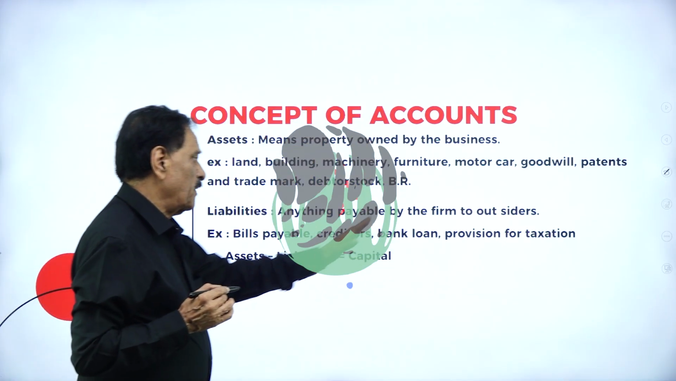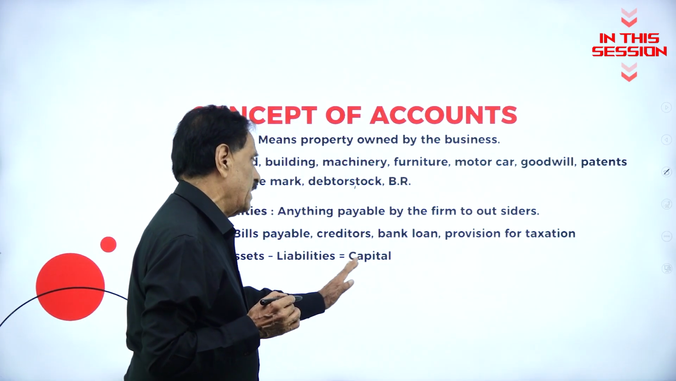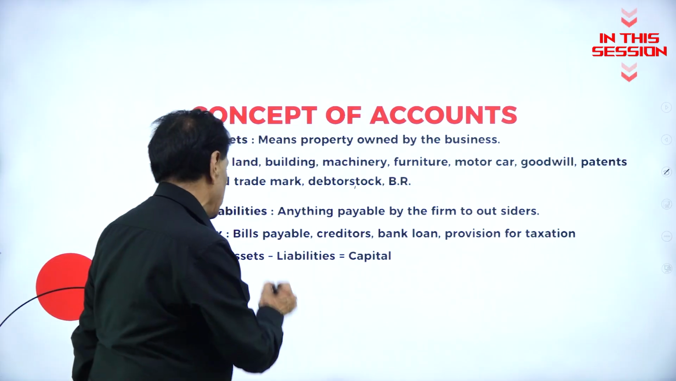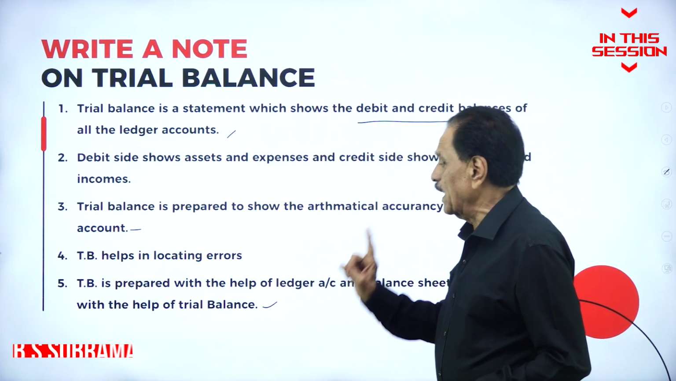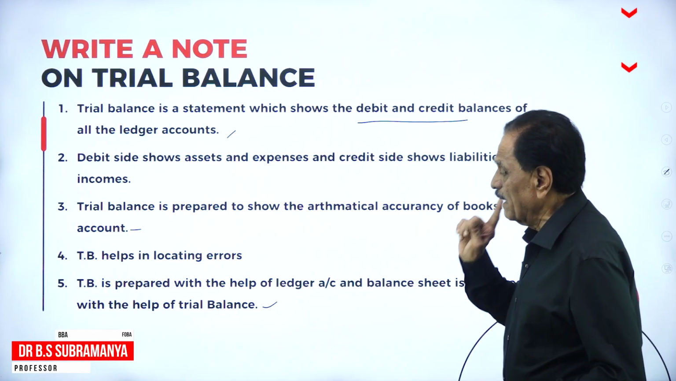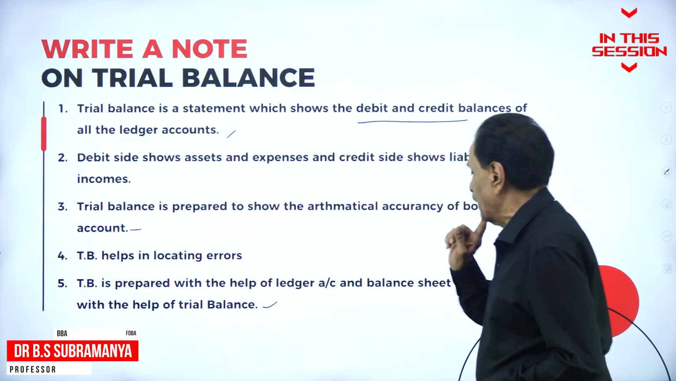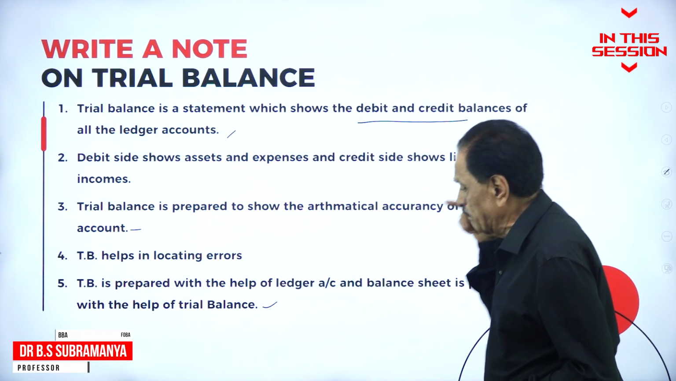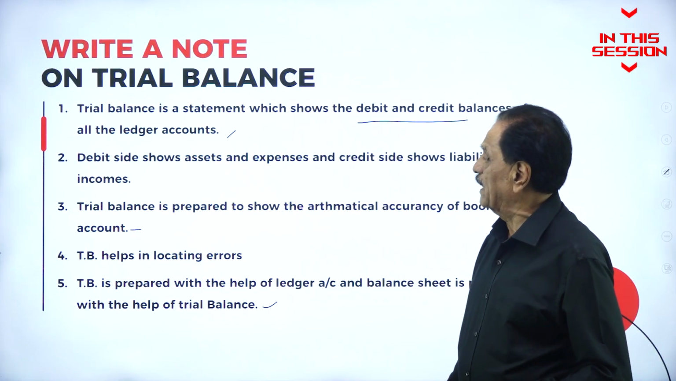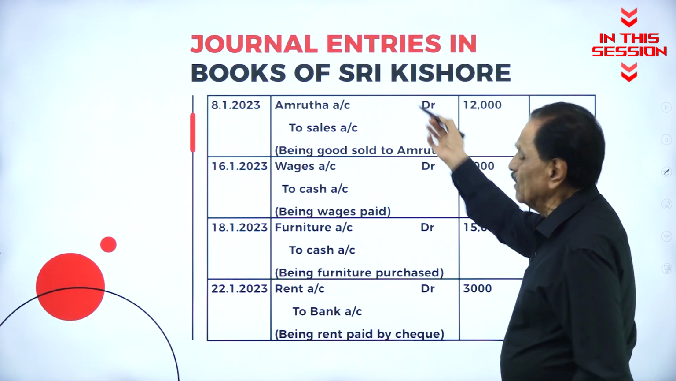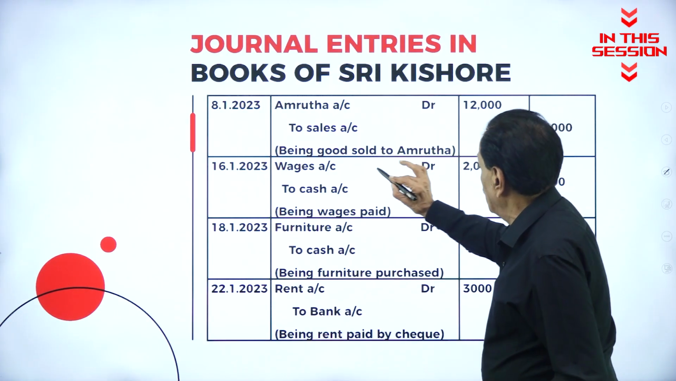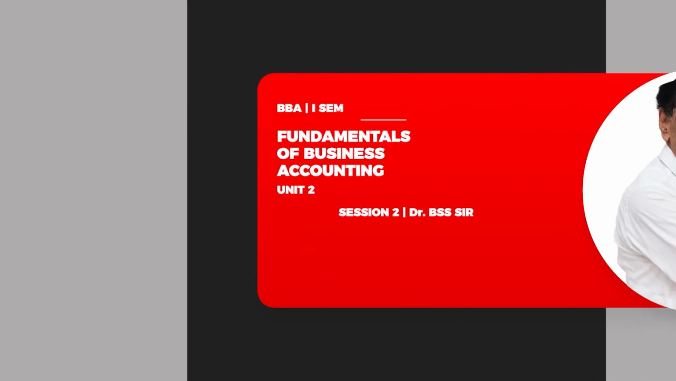Anything payable by the firm to outsiders is payable: creditor, bank loan, provision for taxation. Assets minus liabilities is equal to capital. Trial balance helps in locating errors. Trial balance is prepared with the help of ledger accounts, and balance sheet is prepared with the help of trial balance. Goods sold to Amruta: Amruta account debit to sales account, Amruta becomes the debtor, being goods sold to Amruta.